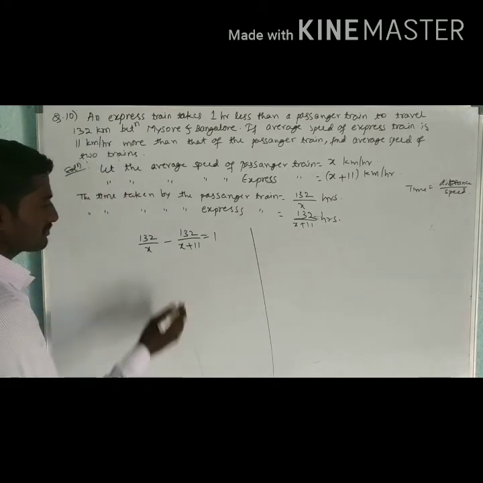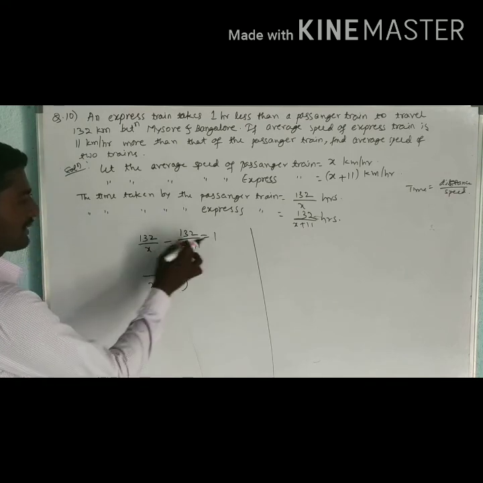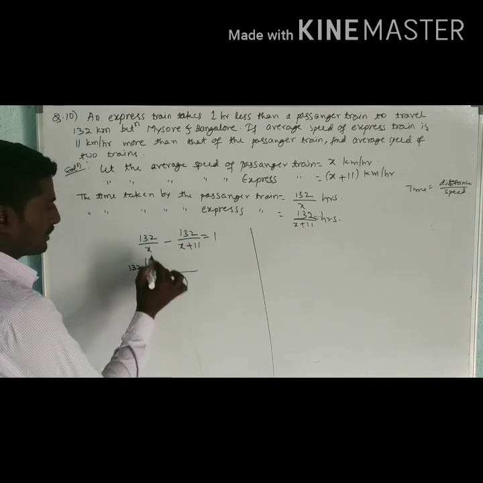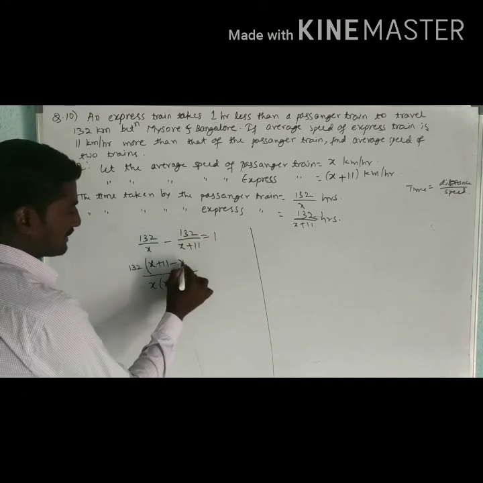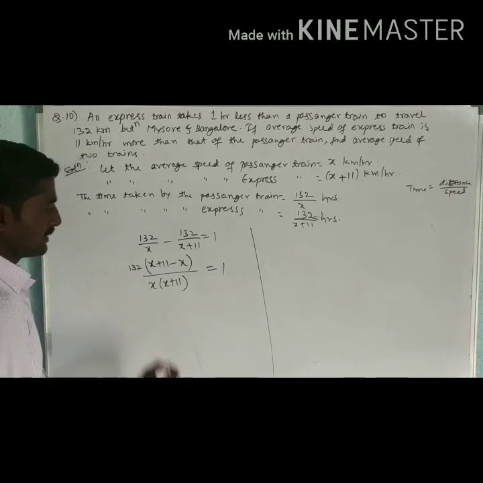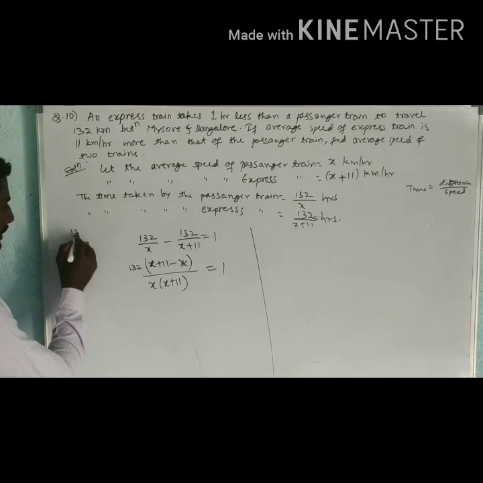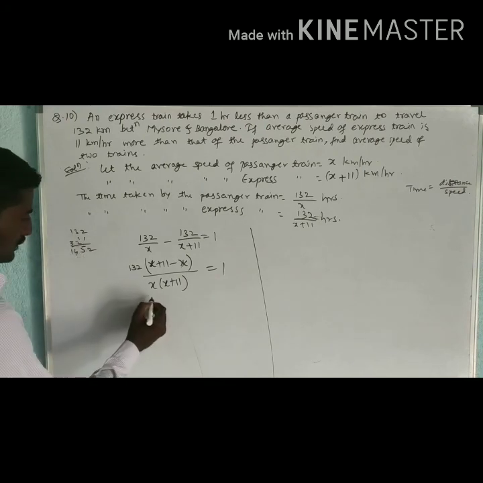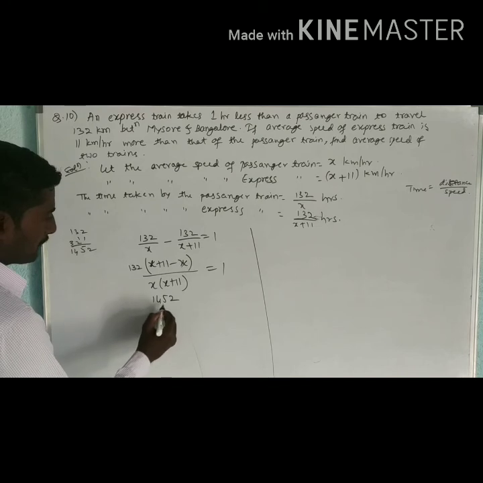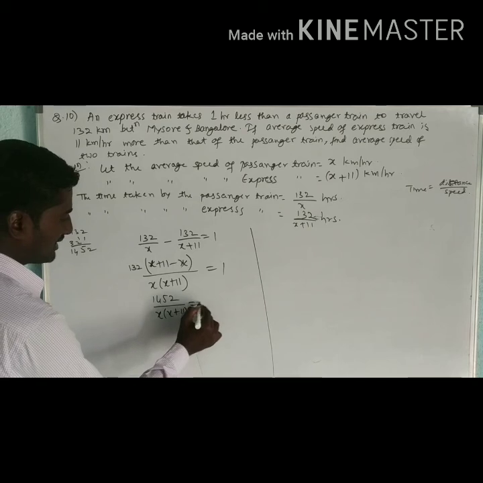So in standard form. Now here LCM is x plus 11. Now here you can take 132 common. Inside what will be there? x plus 11 minus x is equal to 1. So here x gets cancelled. 132 into 11, that is 1452. So 1452 divided by x into x plus 11. Now this is equal to 1.